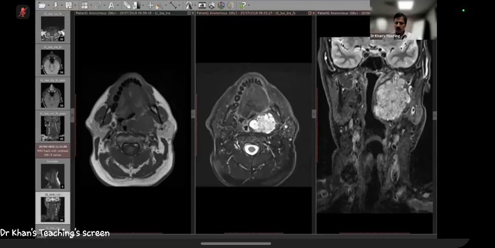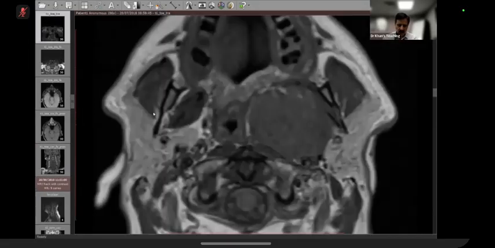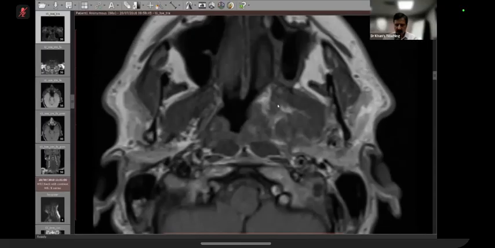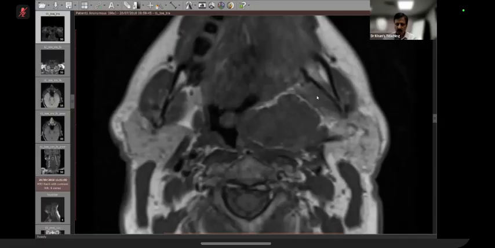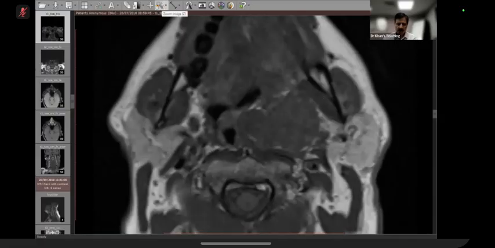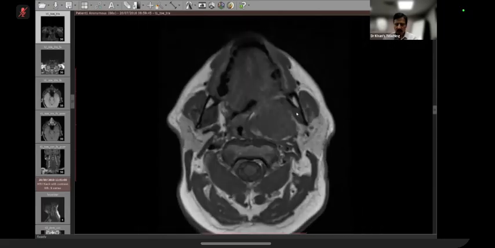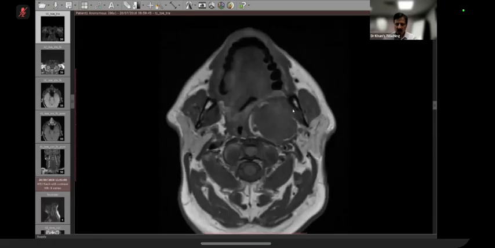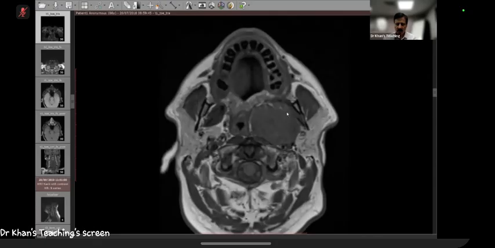Now, if you see here, let's go to T1 first of all. This is the T1, and here one can have a debate about what is happening. As I am going from inferior to superior, let me make it slightly smaller. It is too large. Now it is better. So this is one of the pterygoids. The second pterygoid, you don't see it. Compare it here, and this pterygoid is completely replaced by this mass. Now the mass is here.